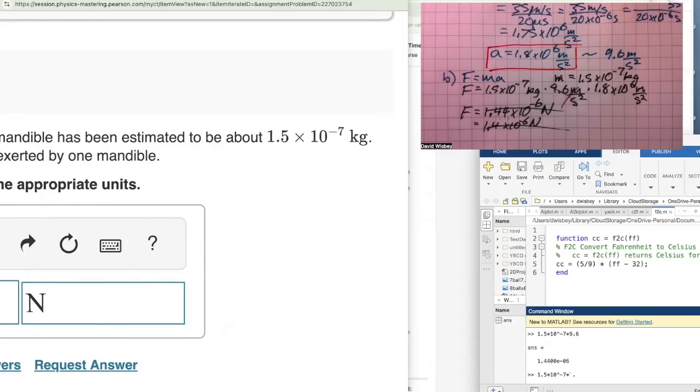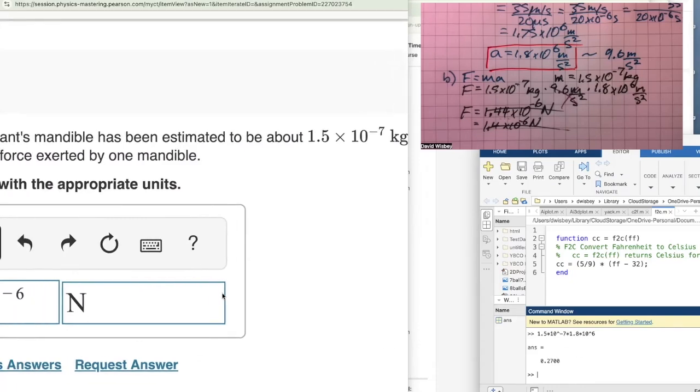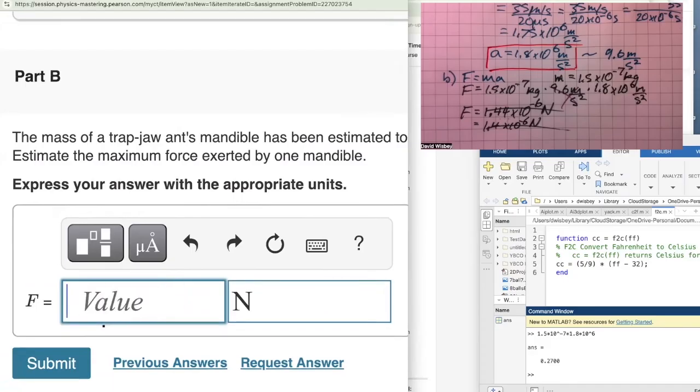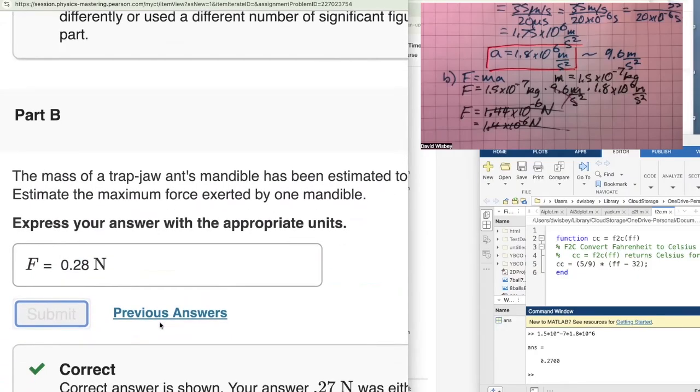So we have 1.85. I think that was the actual, but we'll do 1.8, that's what we went with in our answer, times 10 to the 6. Oh, and we need the exponential sign there. Okay. Now that's 0.27 newtons. Wow. Well, okay, we got it. We did this problem.